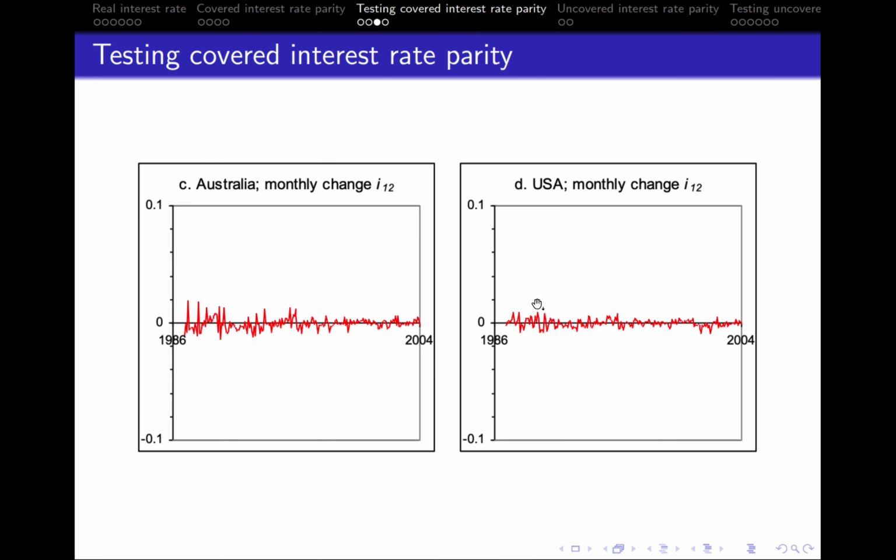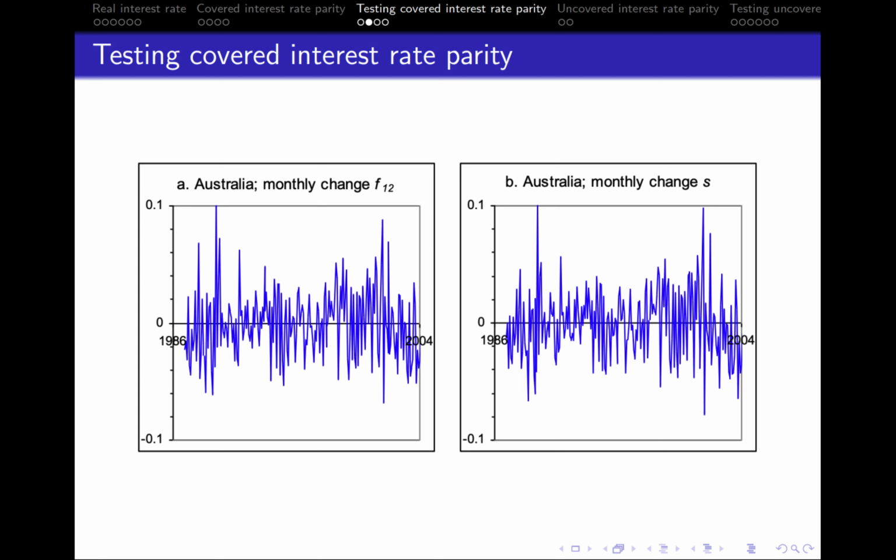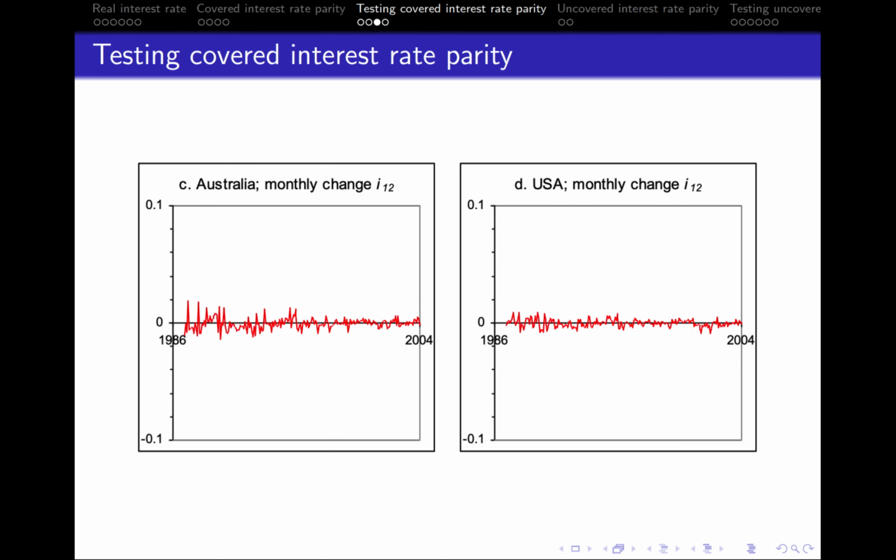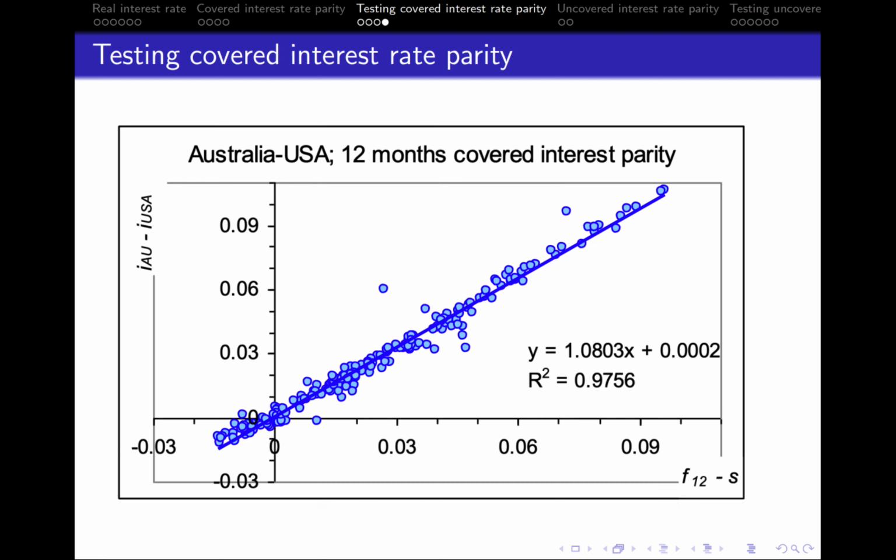Okay, on the other hand, you see that when it comes to interest rates, the volatility of 12 months interest rates in Australia and the United States is way lower. But we still see some volatility, and that gives us a question. If I'm going to examine the relationship between interest rates and exchange rates, wouldn't the volatility cloud my entire picture here? And the answer here is no.